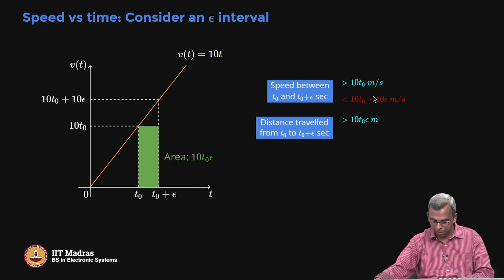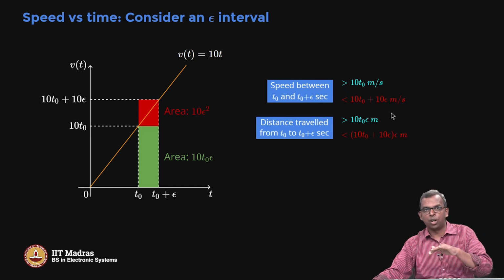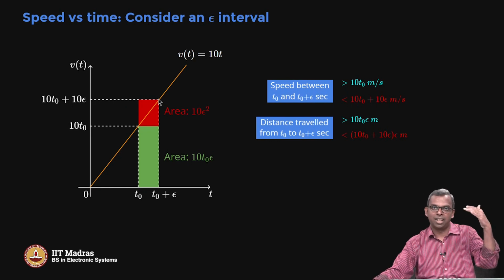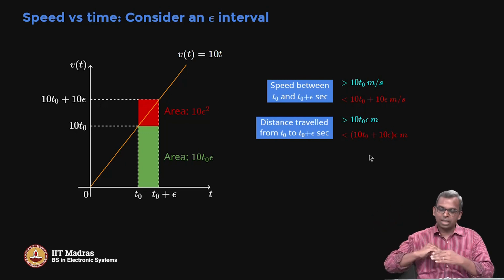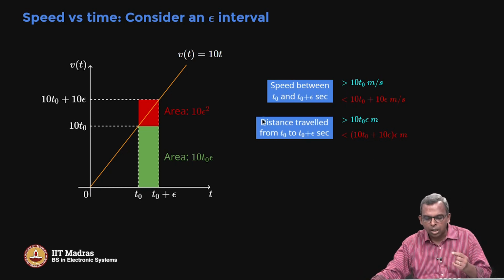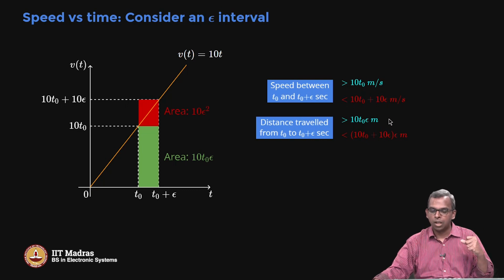How will I find an upper bound? You use the upper bound on the speed. If you assume that the object travelled at a speed of 10 t naught plus 10 epsilon during this interval t naught to t naught plus epsilon, then the distance it has travelled would be 10 t naught plus 10 epsilon multiplied by epsilon, isn't it? If you assume the constant speed was the highest level, then that multiplied by epsilon gives an upper bound on the distance travelled. If I assume the speed was higher than what it actually was in that interval, I will get an upper bound. If I assume the speed is lower than what it was in that interval, I will get a lower bound. So, at this point I can't find the exact distance, but I can find a bound for it.